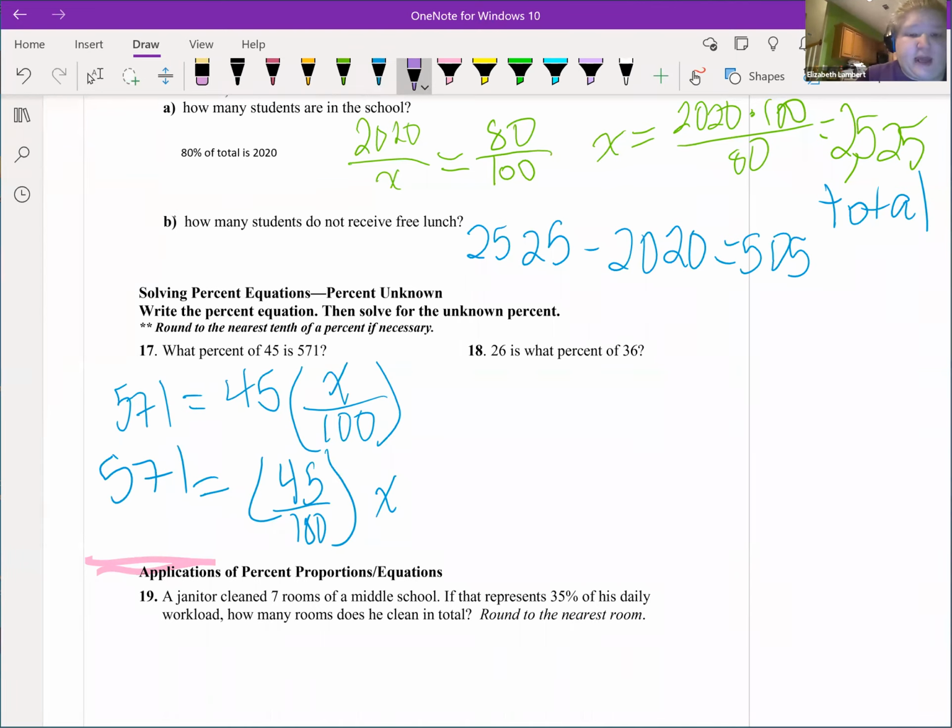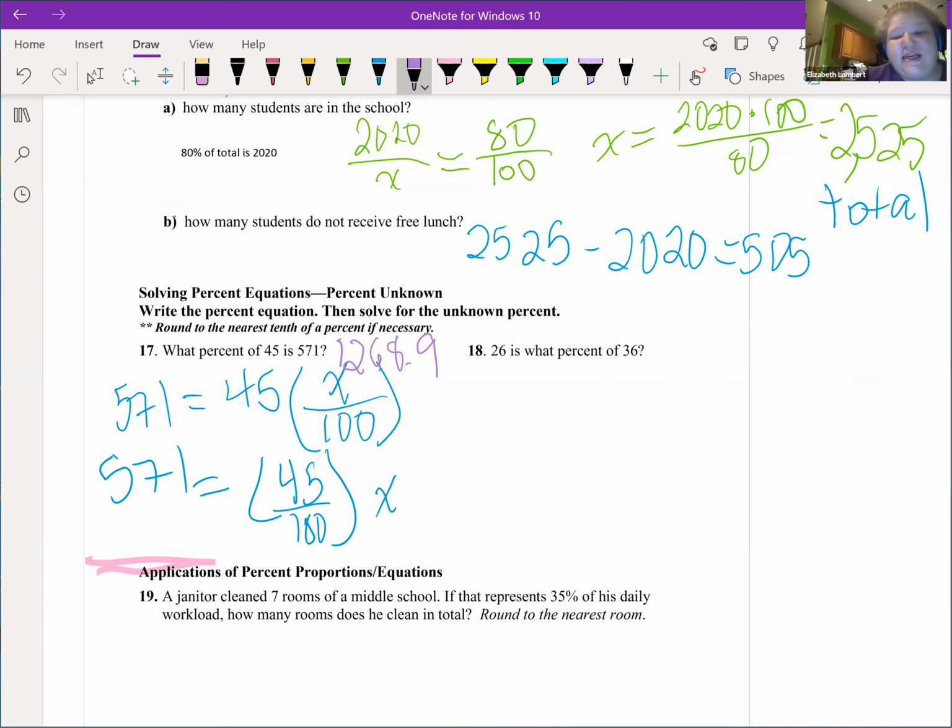So my calculator came up with 1,268.88888. Round to the nearest tenth. So the first decimal place, the second 8 will turn the first 8 into a 9. So 1,268.9 is the percent that 571 is of 45. Ridiculous.